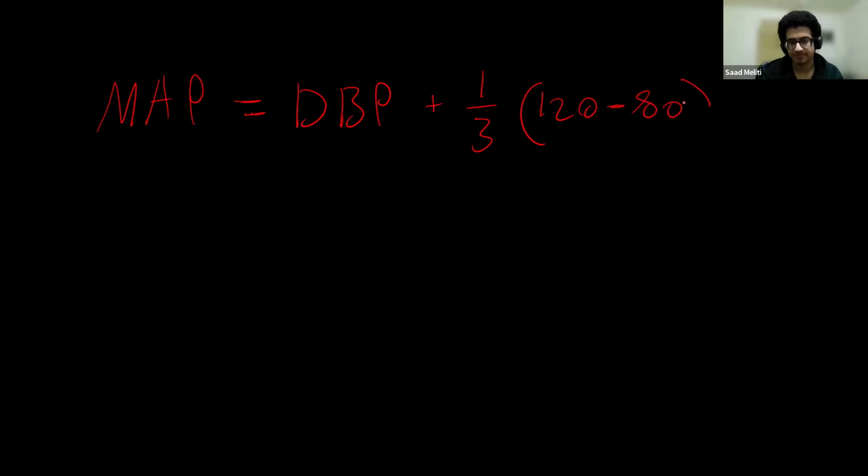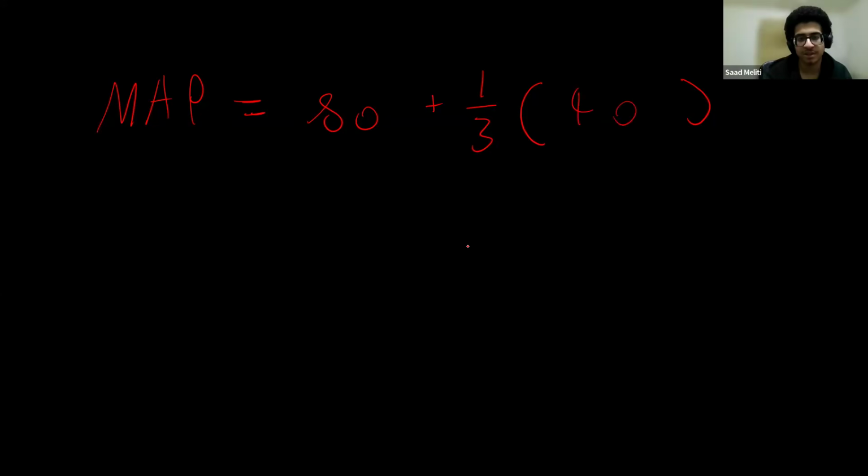120 over 80. Let's replace this with 80 right here. 1/3. By the way, 120 minus 80 is 40, but 1/3 of 40 is just 13.3. So we're going to get 13.3. Here, you can round it down to 13, and you're going to get a mean arterial pressure of 93.